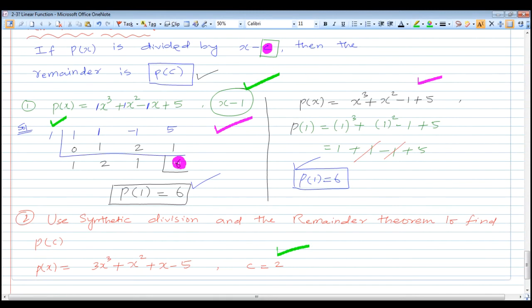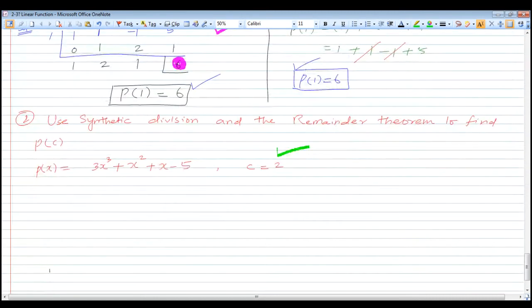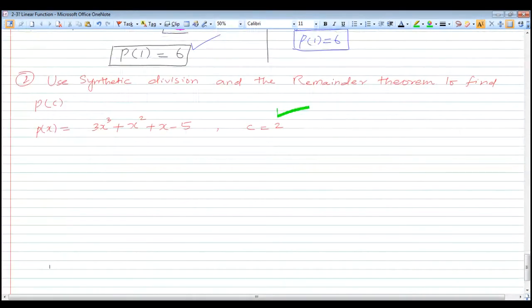In the homework, you will find this one. Sometimes if it is given as x minus 1, you have to change. When the c value is given, no change. You have to take the values directly. So what happened here? This is equal.